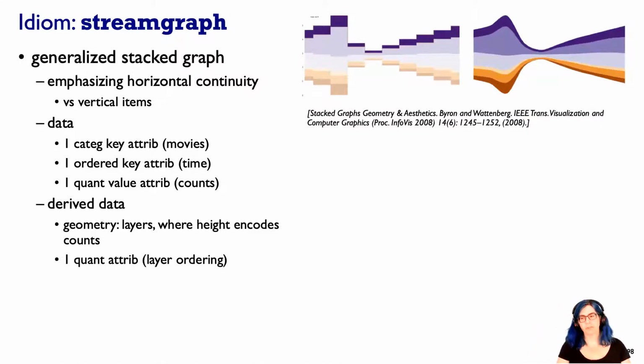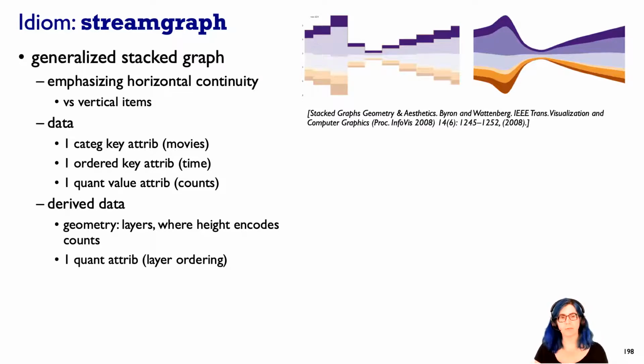Here's an interesting one. A stream graph is a generalization of a stacked bar chart. And it's really emphasizing horizontal continuity rather than just this idea of reading things off for an individual time point. So here's one. These have been used a bit by the New York Times and in data journalism. We've got a categorical key attribute, which is movies, and an ordered key attribute, which is time, and then this quantitative value attribute, which is counts, like how many times the movies were watched. This is box office data that they were originally looking at here.